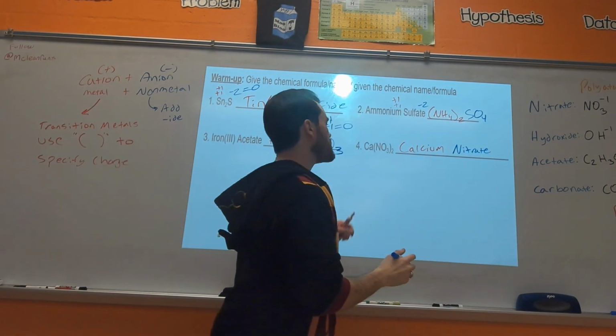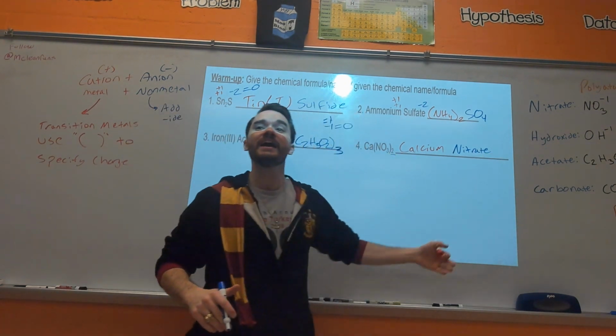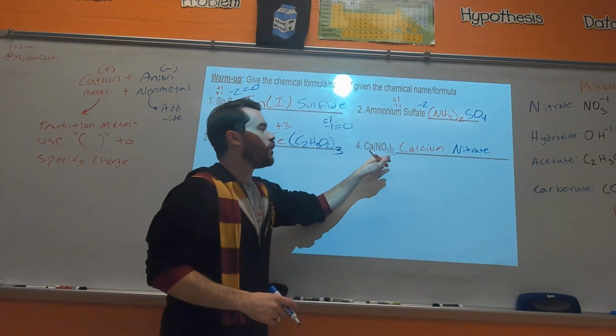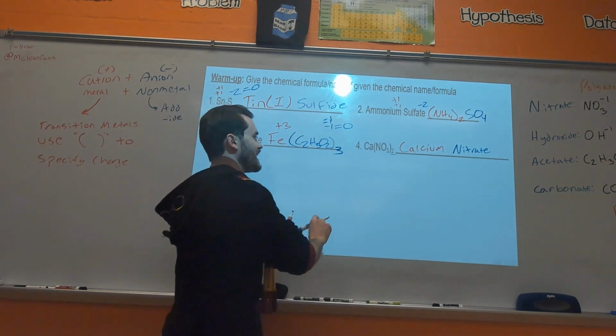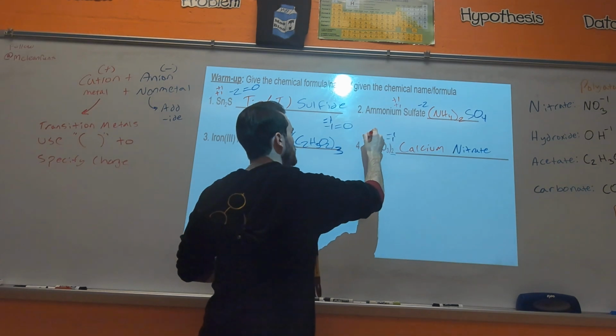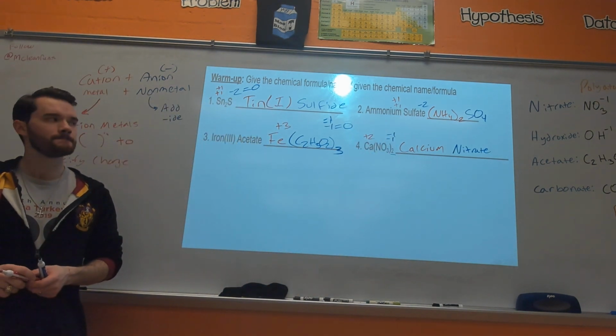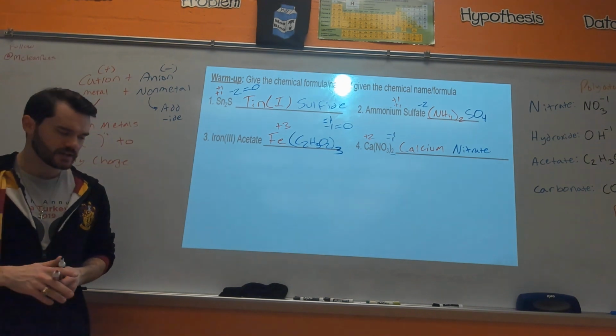The reason, some people are like, well, what do I do with that 2? Do I put the 2 in Roman numerals after the nitrate? You don't. All that 2 is saying is that I need 2 minus 1s to cancel out the plus 2 coming from the calcium. Okay. All right, so that's ionic naming.